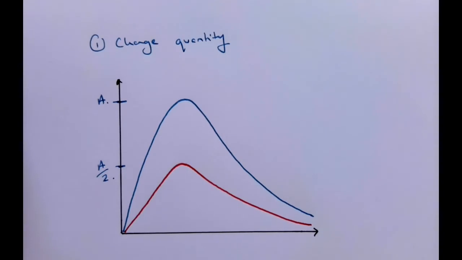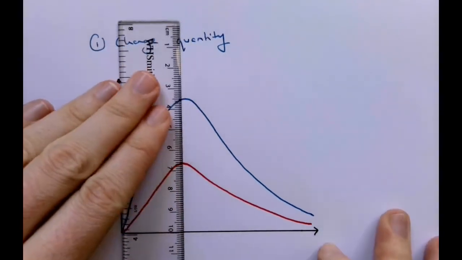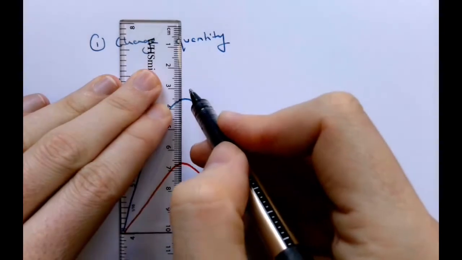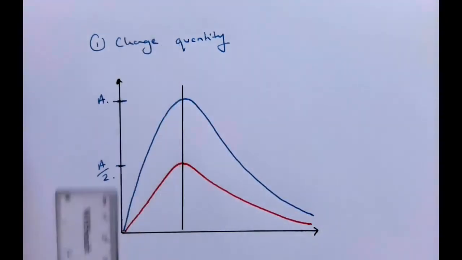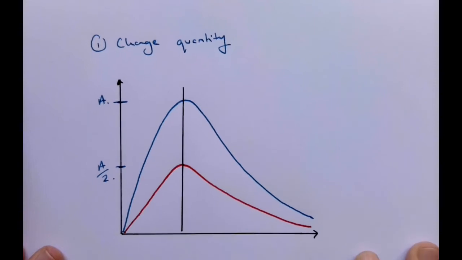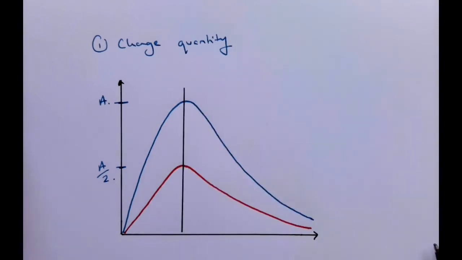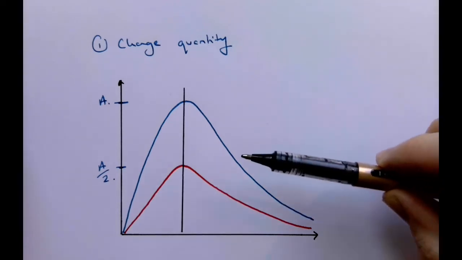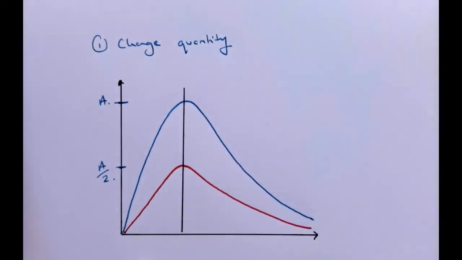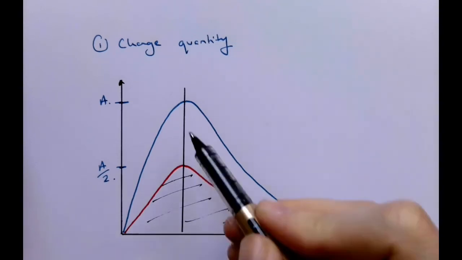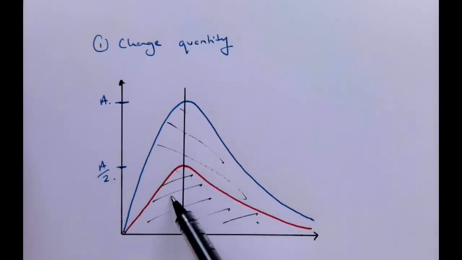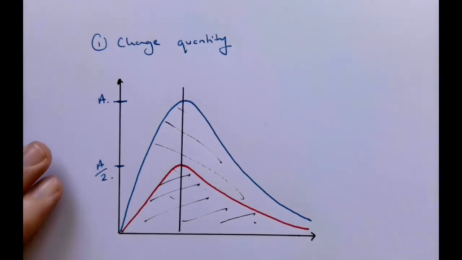Not sure if these points exactly align, but really the peak should be at the same point, because we haven't done anything. When we changed the quantity, we didn't do anything to affect the speed or the energy of the particles. So when we change the quantity, we just move the curve up and down, and the area underneath this curve here will be half the area under this curve. That's pretty straightforward. So that's situation number 1.